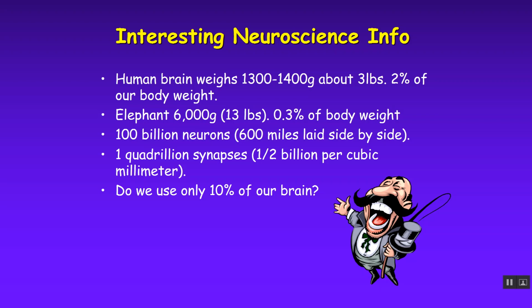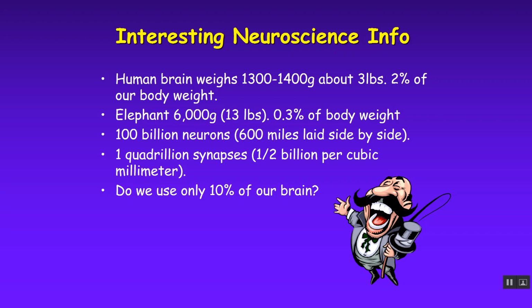This is really mind-boggling. You have 100 billion neurons in your nervous system, okay? Your peripheral and central nervous systems combined. And if you pulled each neuron out and laid it side by side, not even end to end, just side by side, in one long line, they would go about 600 miles. Just so crazy.